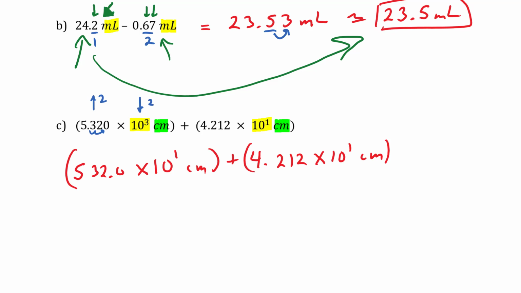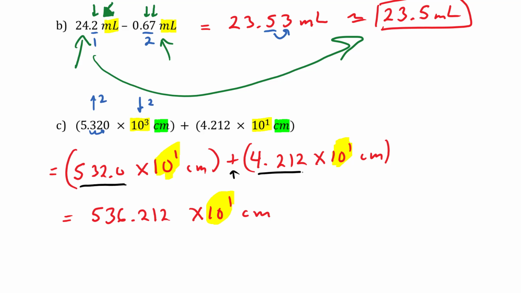Now you can see we have them both in terms of 10 to the exponent 1. Now we can combine them. When we add those together, we get 536.212 times 10 to the 1 centimeters. Remember, once they are the same, that remains the same. We just added these 2 up to get this value, and then we took this value and we just didn't change it.